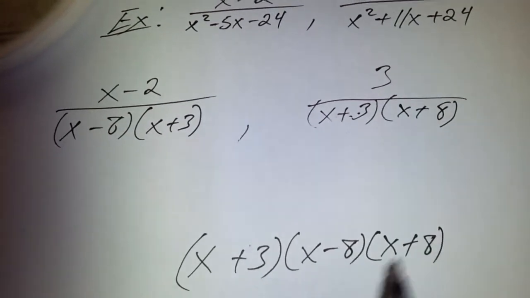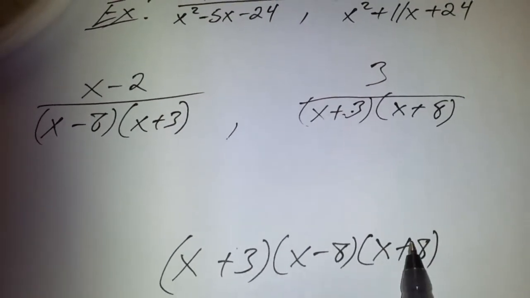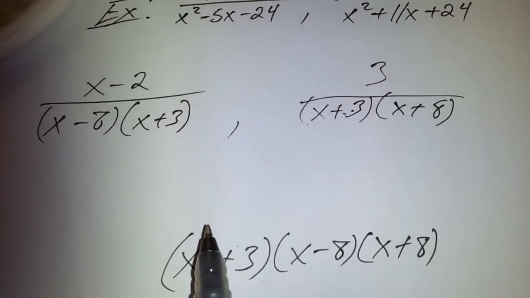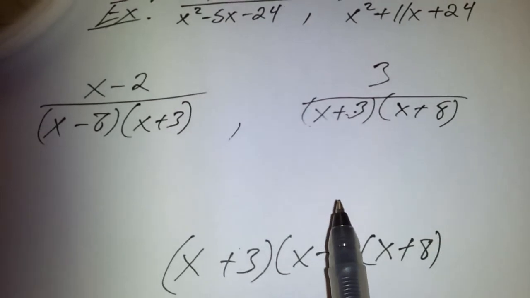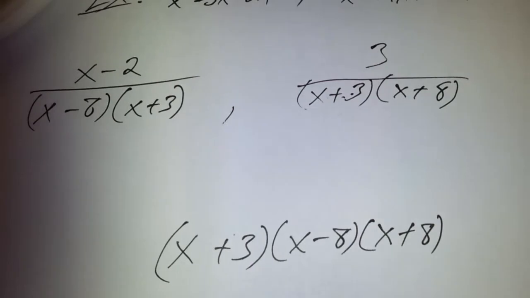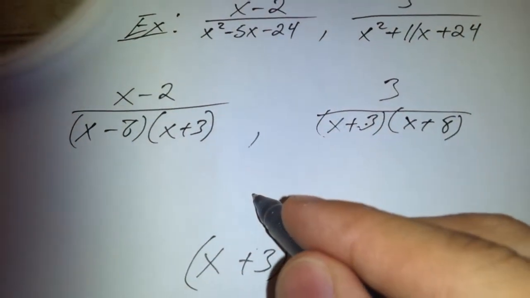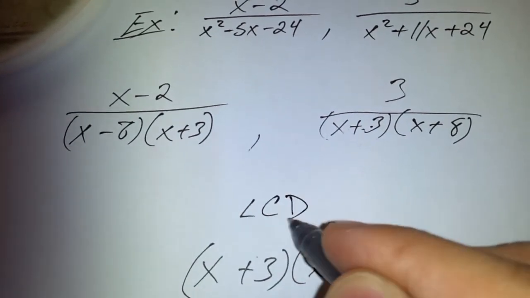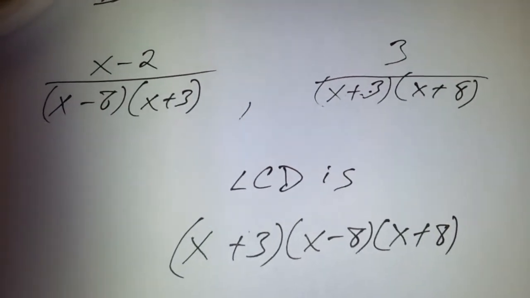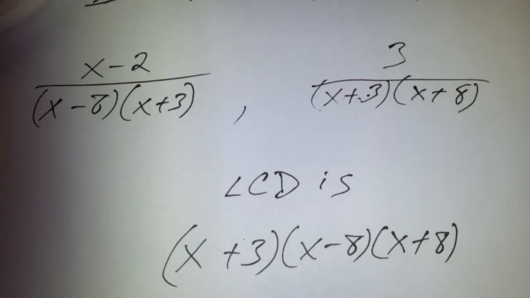Now I have been asked, does it matter the order of these three factors? No, it does not. We may also write this as x minus 8 times x plus 8 times x plus 3, or any other combination of these three factors. Now it did just ask for us to find that least common denominator. So let's make sure to label this correctly, so that way anyone who would look at this can understand exactly what that answer is.